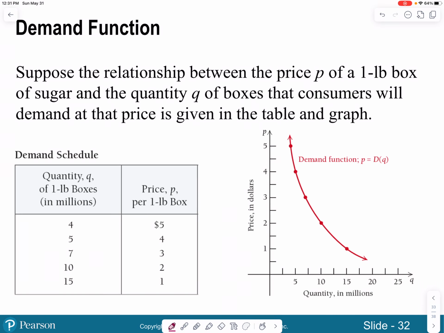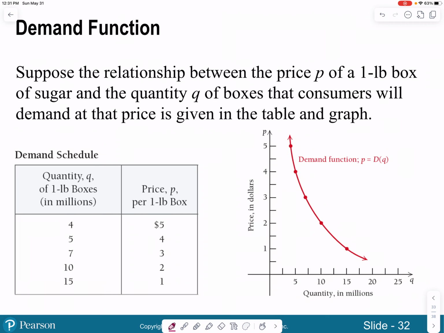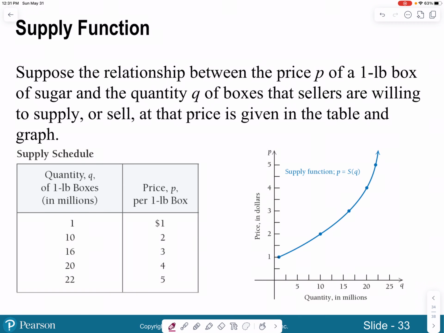Suppose the relationship between the price P of a 1 pound box of sugar and the quantity Q of boxes that consumers will demand at a price is given by the table in the graph. Quantity versus the price. So our demand function, okay. Suppose the relationship between the price of sugar and the quantity suppliers are willing to sell is given by the table. So the previous was a demand schedule. The next was a supply.